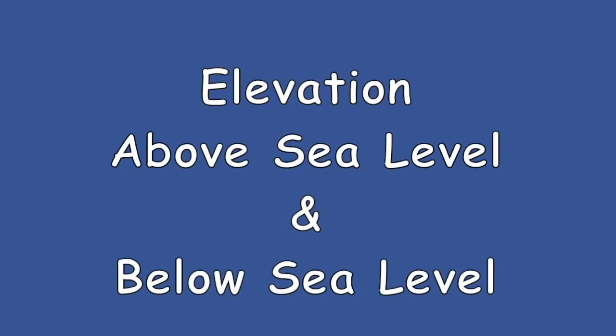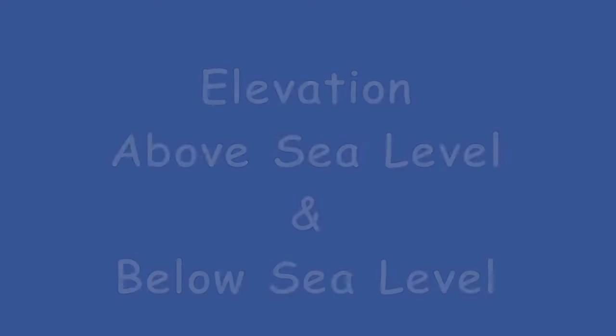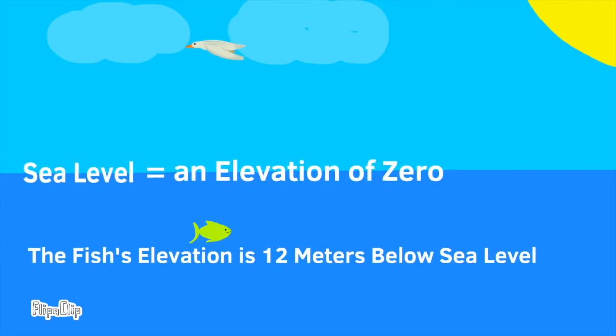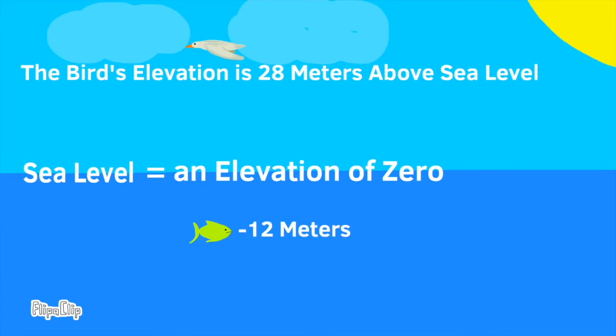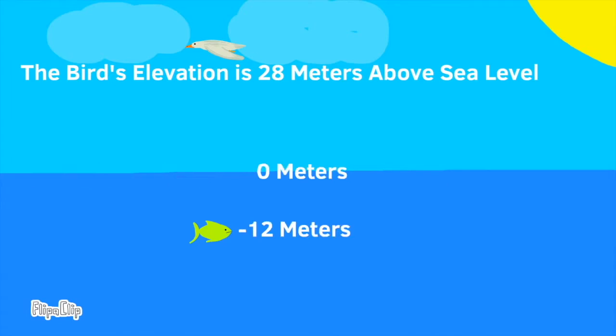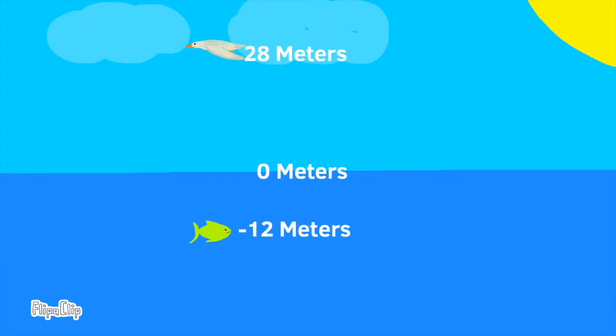Elevation, above sea level and below sea level. In this lesson, I'm using a fish and a bird. The fish's elevation is 12 meters below sea level, and the bird's elevation is 28 meters above sea level. The elevation of the fish is -12 meters, and the elevation of the bird is 28 meters. The surface of the ocean or the sea is sea level, or 0 meters.